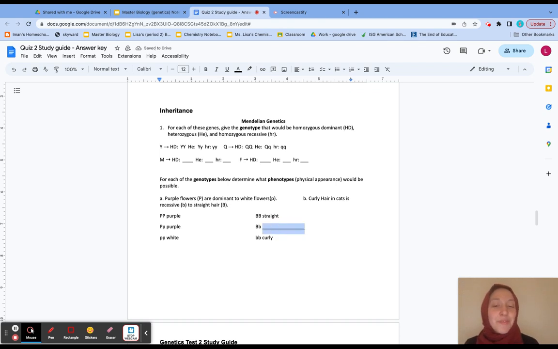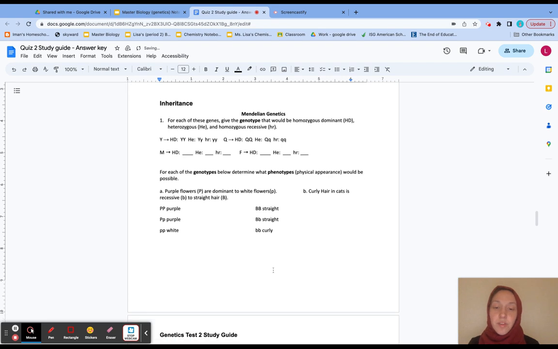Okay, and what would my heterozygous be? I have one dominant and one recessive allele. In this case, it says curly hair is recessive. It's not incomplete dominance or anything like that. Curly hair is recessive, so that means my straight hair is dominant. So this would be straight.